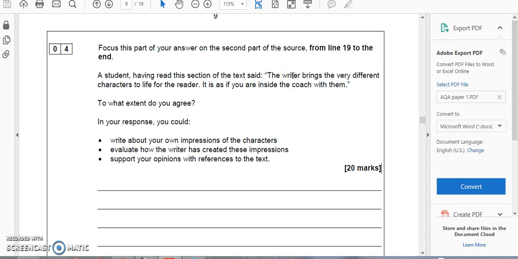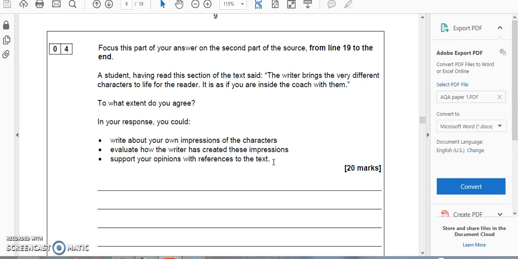Now, it will always be something like this. It's a to what extent question, and this throws people a lot. Because, you see, they're not really asking you to disagree with it. They're going to present an argument which you broadly agree with to a greater or lesser degree. Do not get caught up in thinking too much about how much you agree or disagree. What they're really testing here is your AO4 skills.